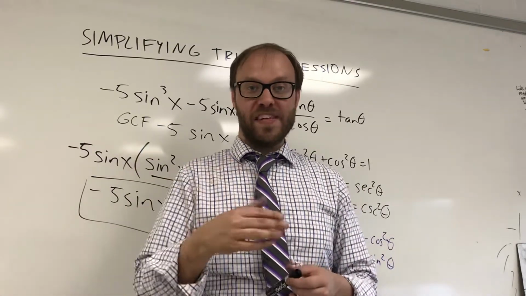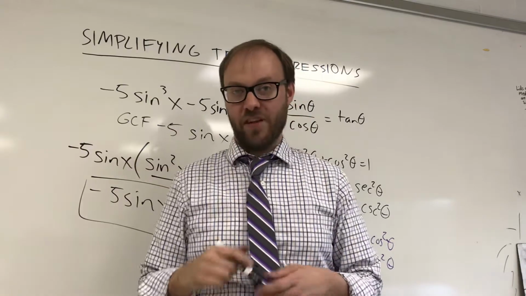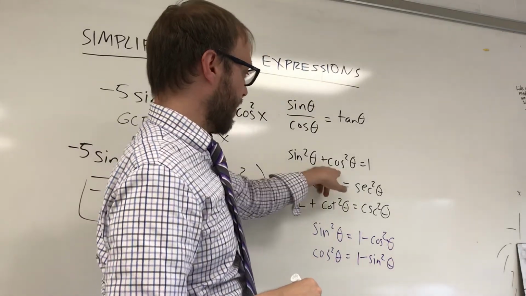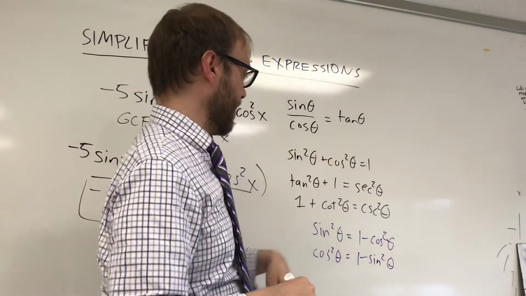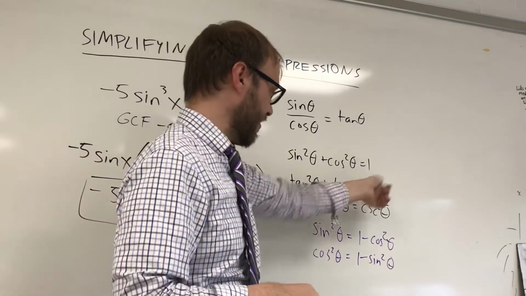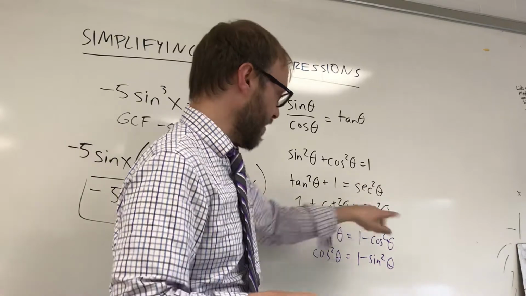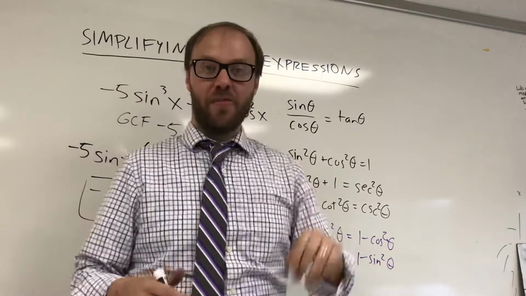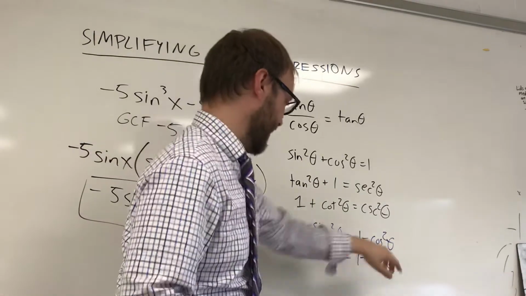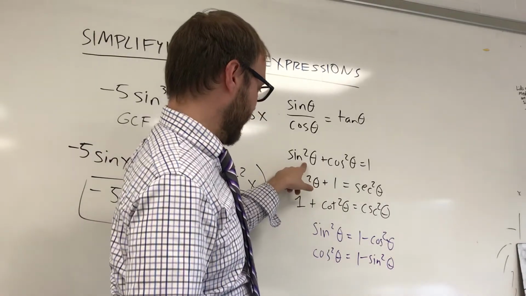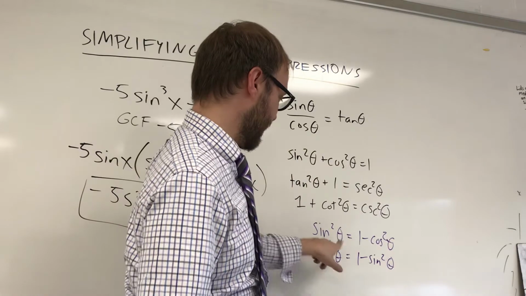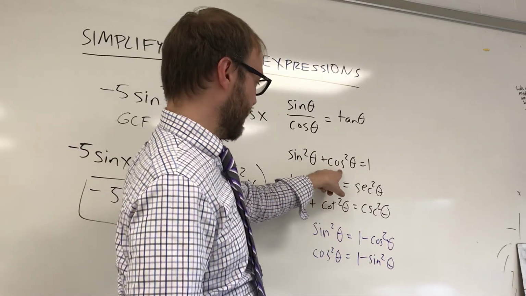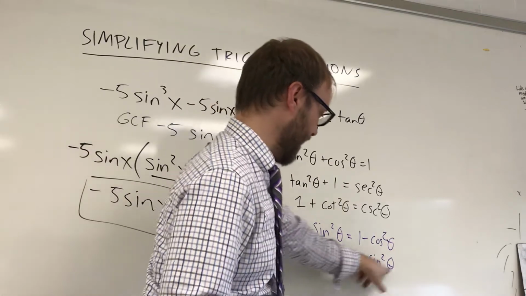If you've got parentheses, sometimes multiplying your parentheses out can be helpful. If you see a sine squared or a cosine squared, trying to link it to this statement is useful. If you see a tangent squared or a secant squared, or a cotangent squared or a cosecant squared, try to link it to one of those statements can be helpful. Remember that you can rewrite these statements. So sine squared, if you subtract cosine squared from both sides, is equal to 1 minus cosine squared. If you subtract sine squared from both sides of this statement, cosine squared is 1 minus sine squared.